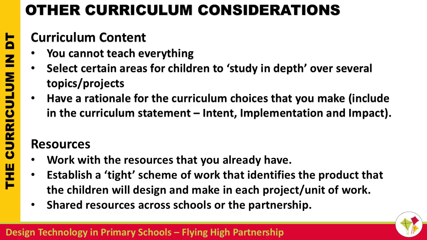So for example, if you are lucky enough to have a school garden or allotment, you could shape your cooking and nutrition units so that the children include ingredients that they have grown themselves. Or if you have woodworking equipment as part of your resources, you can include 4 or 5 units where the children create wooden frameworks as part of their learning across key stages 1 and 2.